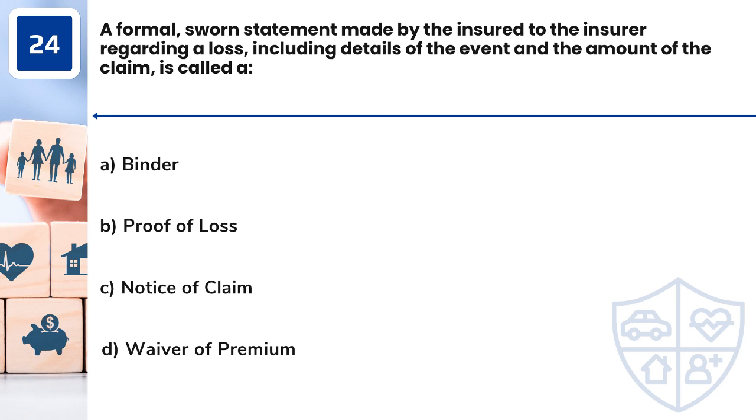Question 24. A formal, sworn statement made by the insured to the insurer regarding a loss, including details of the event and the amount of the claim, is called A. Binder. B. Proof of loss. C. Notice of claim. D. Waiver of premium.